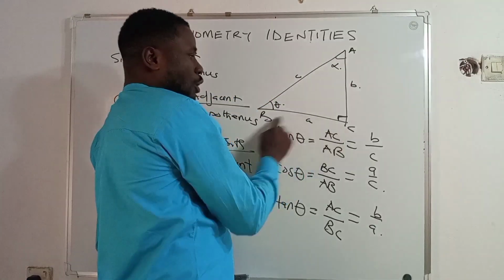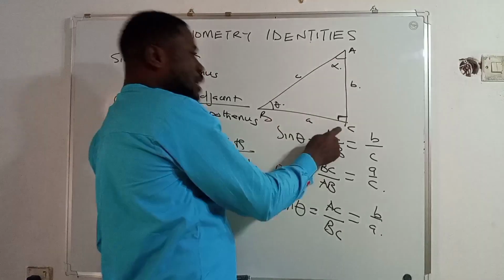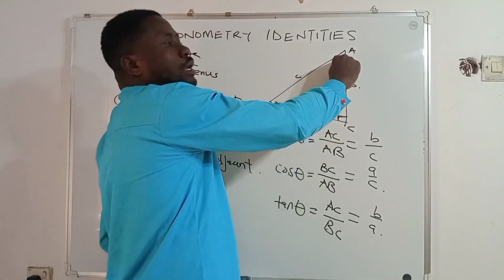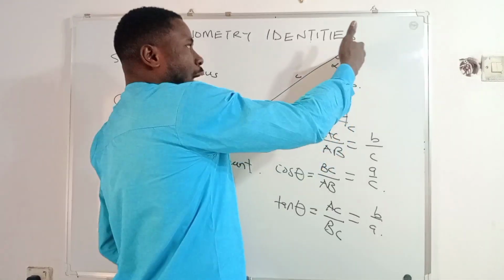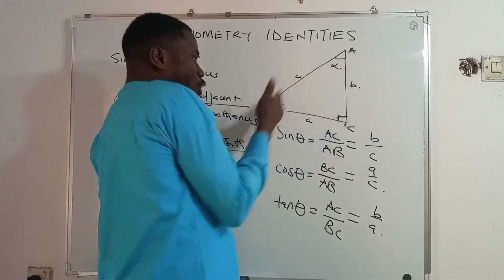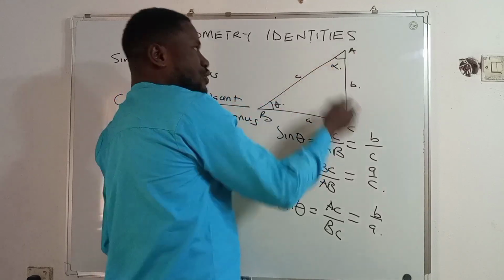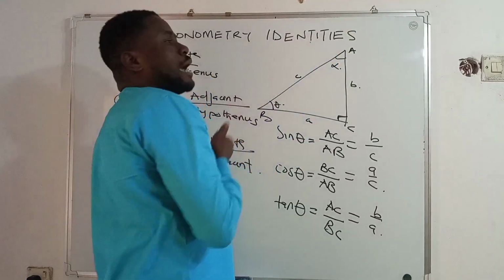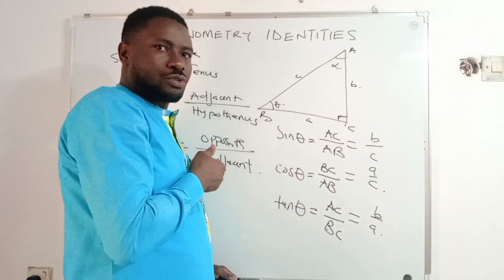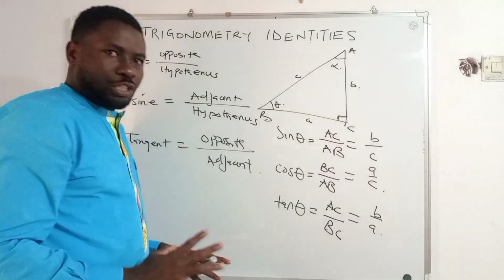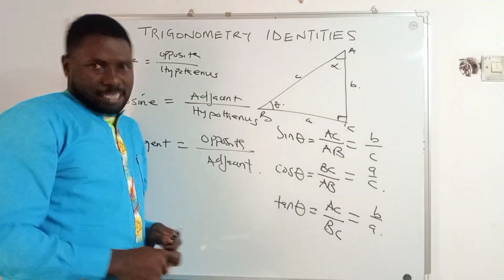The side BC or line BC. Line BC, which was adjacent of theta, is now opposite to what? Alpha. Now line AC, which was opposite to theta, is now adjacent to what? Alpha. Well, this line remains the same as the hypotenuse. So this is how you can quickly define these trig ratios: sine, cosine, and tan.